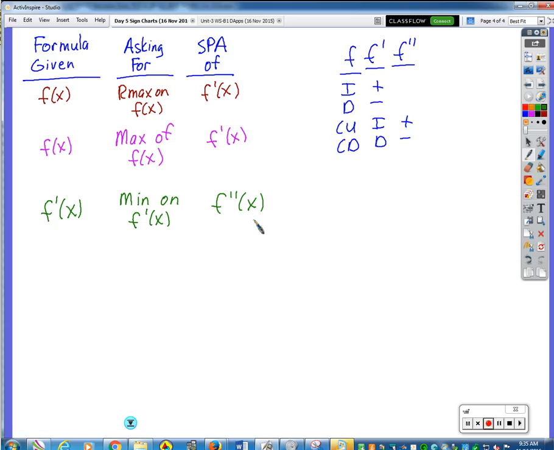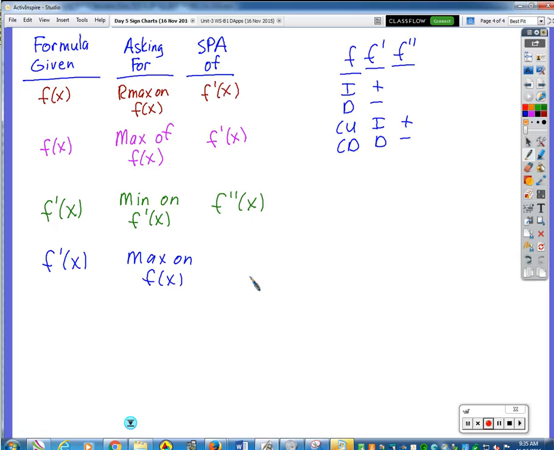Perfect. So can we work backwards? We're given the formula of F prime of X, and we're looking for a max on F. So what do you do? A sign chart? No, you know. Stay with me for a minute.